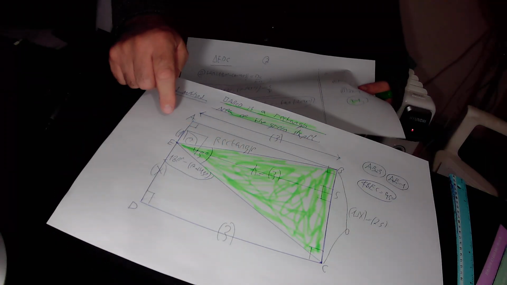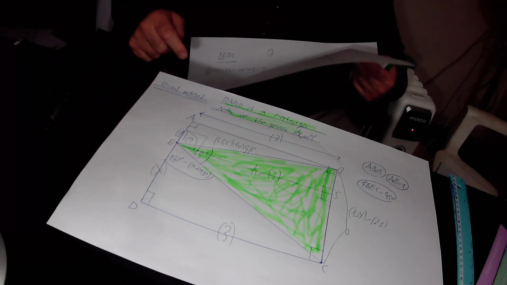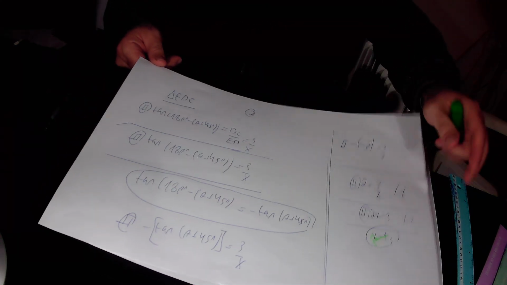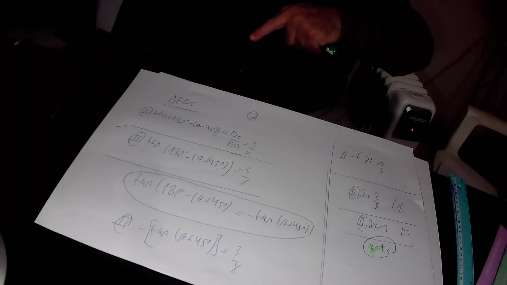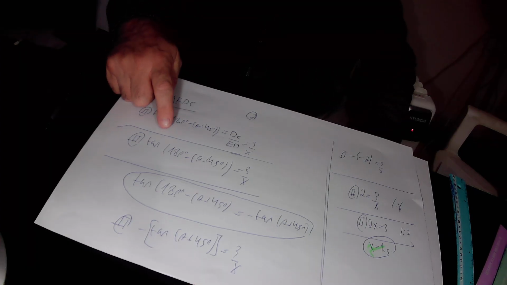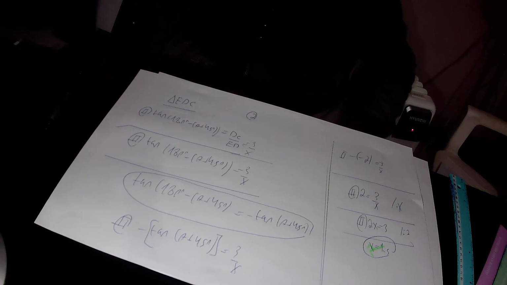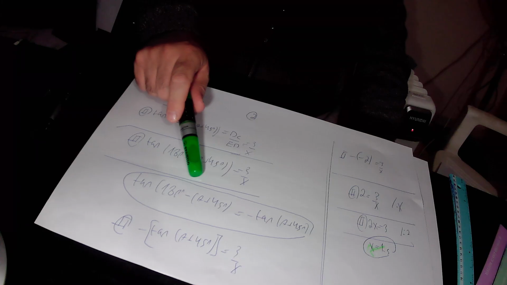DC is 3, ED is x. So in total, tangent of (180 degrees minus (theta plus 45 degrees)) equals 3 over x. This is equation 2.